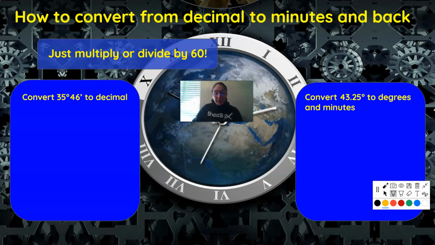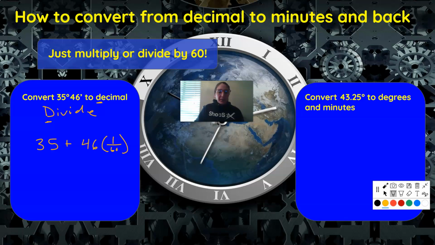And all you need to do, because we're dealing with base 60 with the degrees and minutes, you just multiply or divide by 60. So let's say we wanted to convert 35 degrees 46 minutes to decimal. If you're converting to decimal, you divide, so the D's. And this is what I mean by that. You take your 35 and 46 minutes, and you multiply it by 1 over 60. Multiplying by a fraction, that is what dividing is, so that's why I'm saying divide.